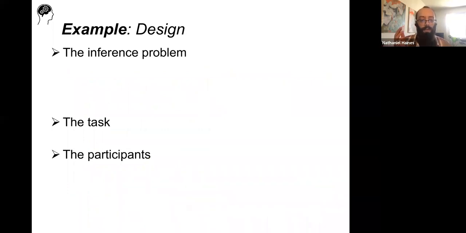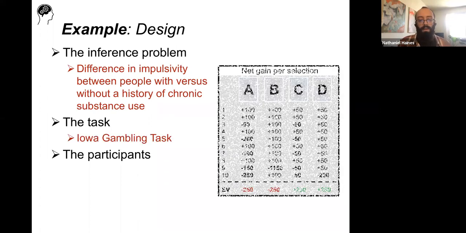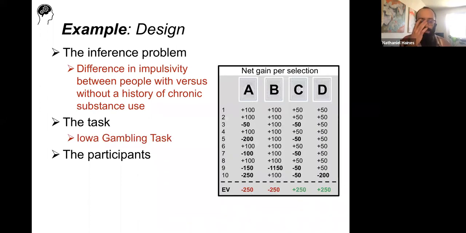For our example, I'll talk about a specific problem. My interests are in clinical psychology, and I'm really interested in impulsivity. So we're going to use this example where the inference that I want to make is the difference in impulsivity between people with versus without a history of chronic substance use. We could approach this question in many different ways. In this case, I have some data from the Iowa gambling task.